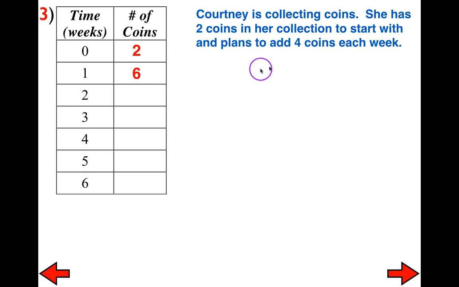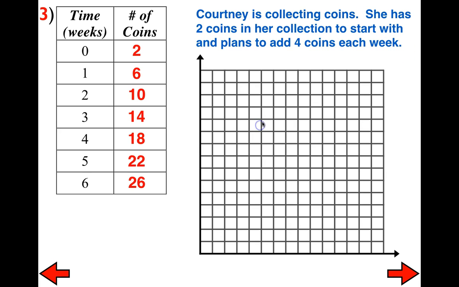By the second week, she would have 4 more coins. So it gives you 10. By the third week, she'd have 14. By the fourth week, she would have 18. By the fifth week, she would have 22. And by the sixth week, she would have 26. So you're adding 4 coins every single week when she initially starts with 2.